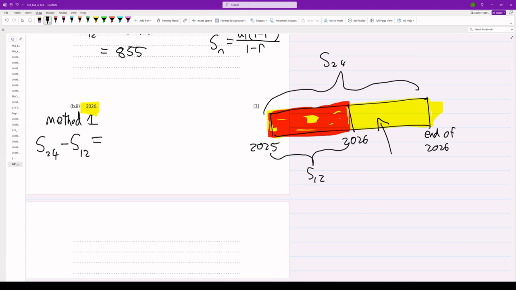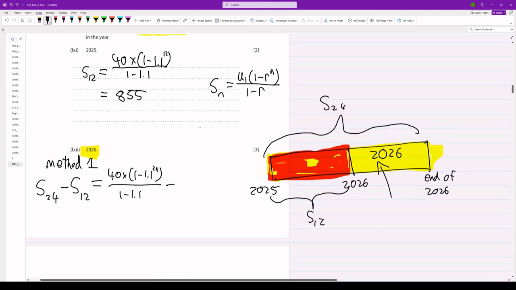So if I only want this 2026 bit, I can do the sum of 24 months, take away the sum of the first 12 months. Right, so let's do that in the calculator. So we've got the 40 multiplied by 1 minus 1.1 to the power of 24, all divided by 1 minus 1.1. And take away, see, I knew I was going to use it, the sum of 12, but I've done that in the last question, this one. So I'm just going to put that down there as 855.